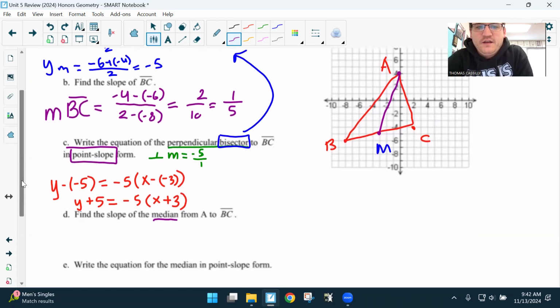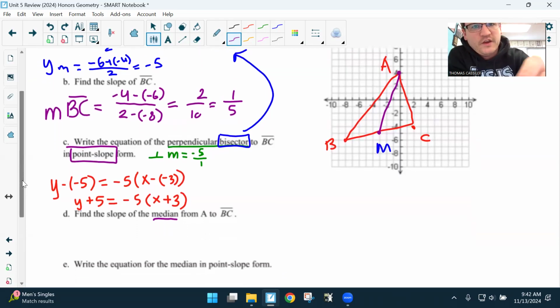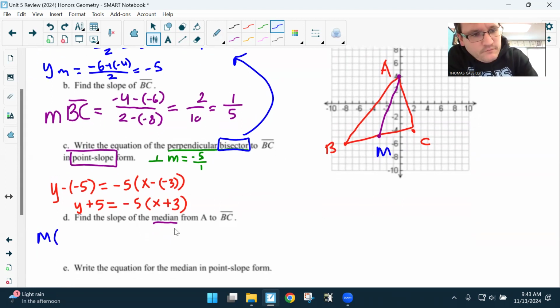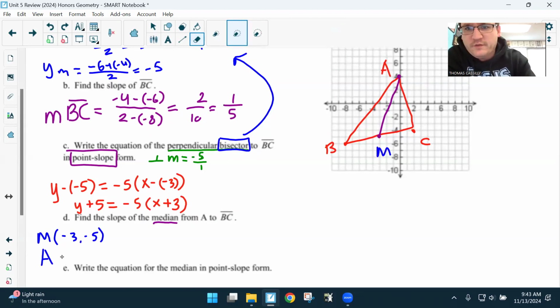They want us to find the slope here. So I know what point M is, right? Point M is, what did I say? I just said it. -3, -5. All right, and then I need point A. Point A is right at the beginning. That was 0, 4.